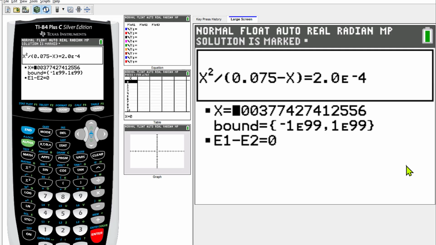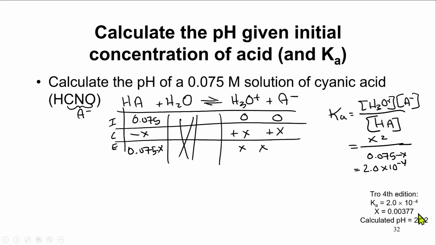And then I used the calculator emulator, and I plugged in the equation, and I solved it for x. And that's the 0.00377 that I have here, and that's the value that's listed down here. Okay, so to calculate the pH then, pH is equal to negative log of the value of x, and that comes out to be 2.42.